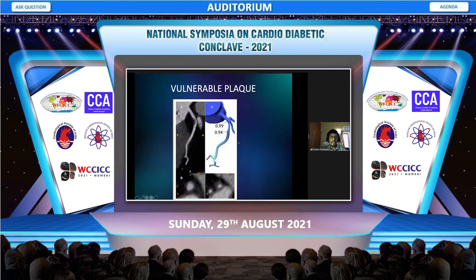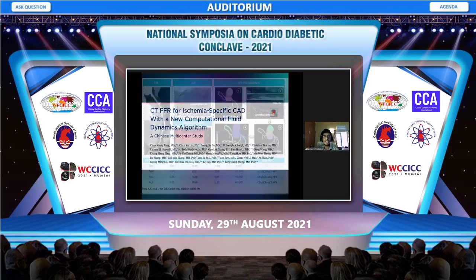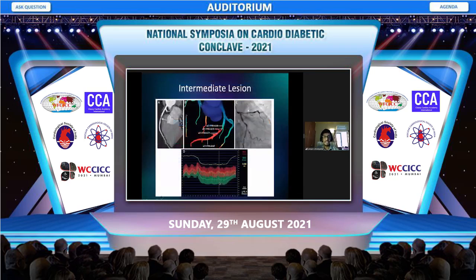Moreover, they used vulnerable plaques in this pathway, and these are possible to be used, especially when the FFR is in the gray zone of 0.7 to 0.8. Recently, a Chinese multi-center study used a different strategy called the mask line, centerline definition, and mesh boundary, and found some very, very good numbers for FFR CT with an area under the curve of 0.9, amongst the best.